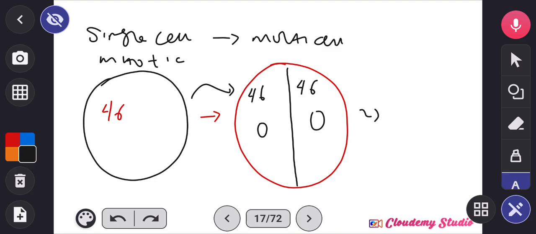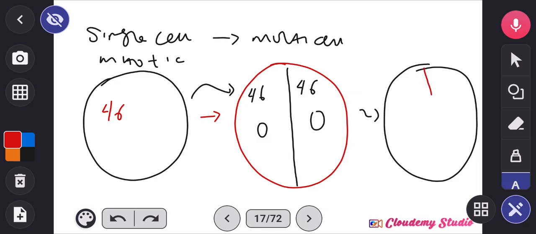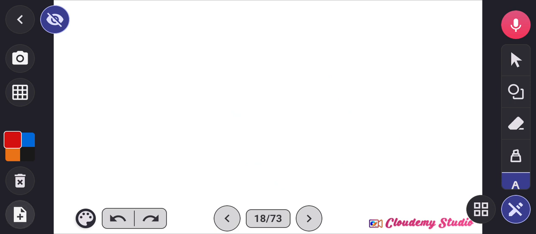We are still going to have another one in which these two cells are going to divide into four cells. 46, 46, 46, 46. So you will see that there is no growth in the size. There is no increase in the size of the cell. You understand? And that's how they continue to grow.